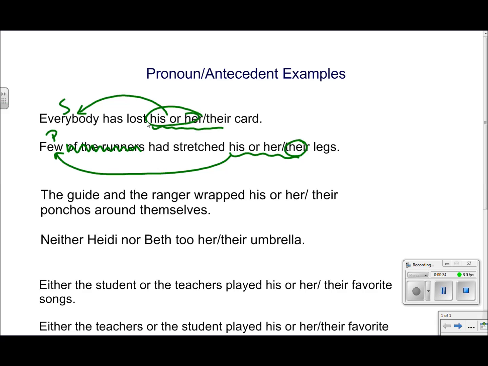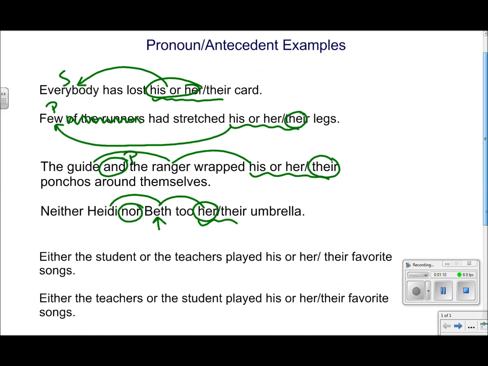When I look at compound antecedents, here his or her or their is referring to two people, the ranger and the guide. Here it matters what conjunction they're joined with. And makes them plural, so I choose the plural pronoun there. However, when I look at two antecedents like Heidi and Beth that are joined by nor, then the pronoun needs to agree with whatever antecedent is closest to it. So Beth is singular and feminine, so we would choose her.